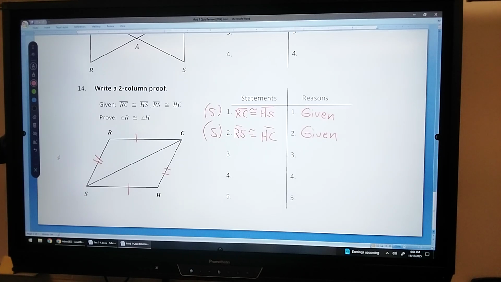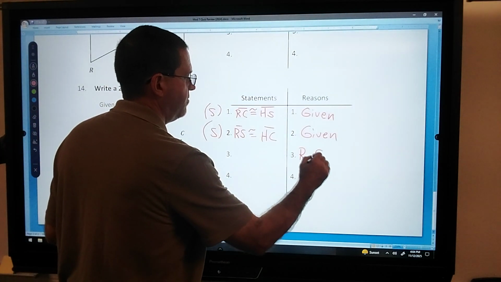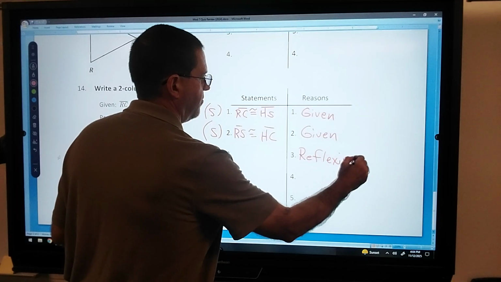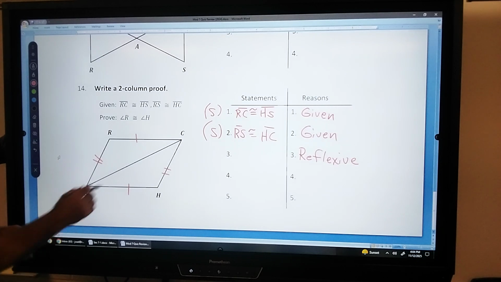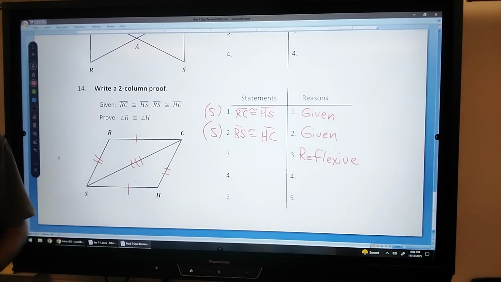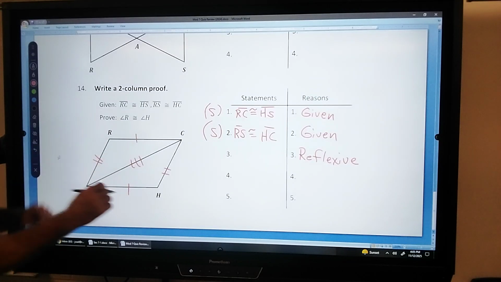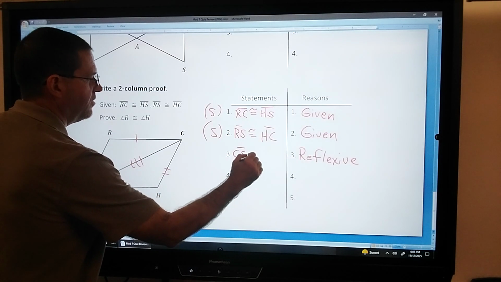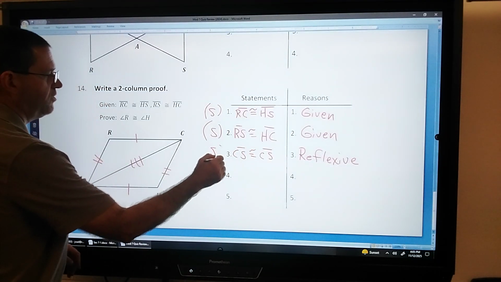Okay. And so I'm out of given information. So again, there's got to be something else I can add to this diagram. Well, right through the middle, that is a reflexive side. Reflexive property, but we just call it reflexive. That would be right there. And so I name that side. CS is congruent to CS, which is also a side.